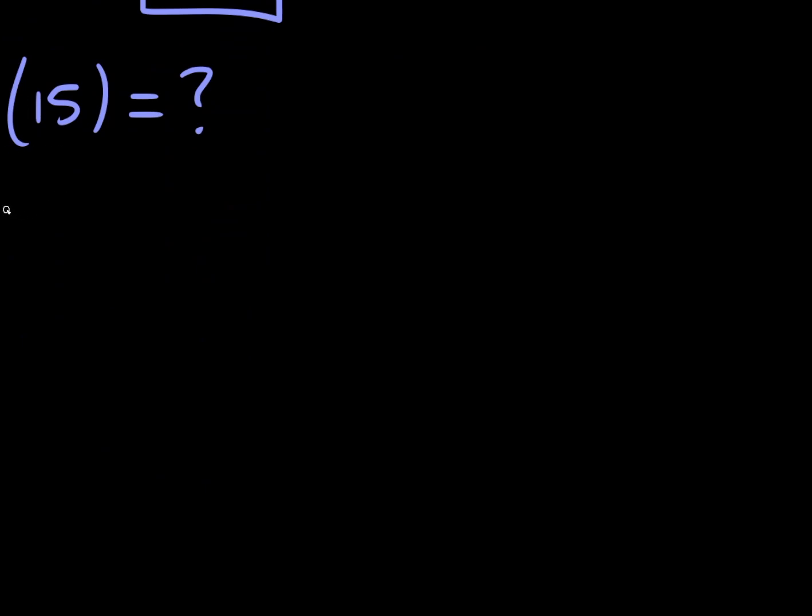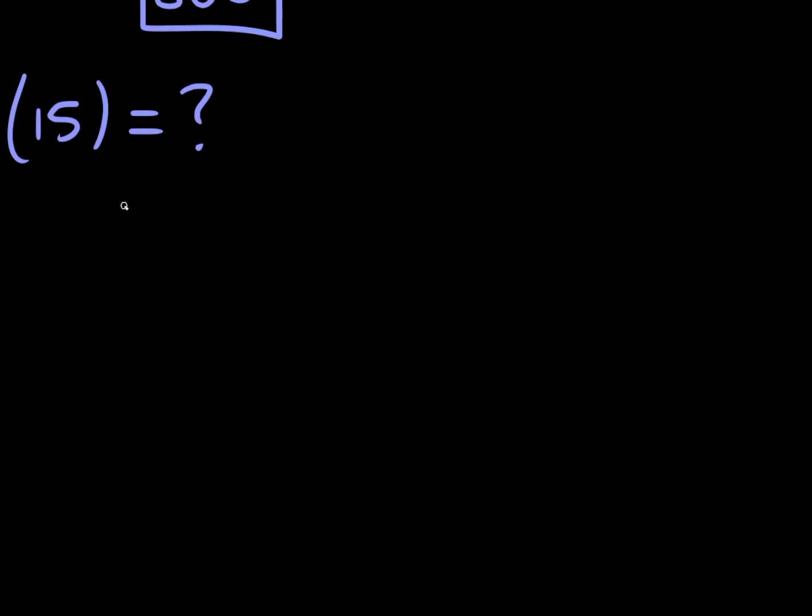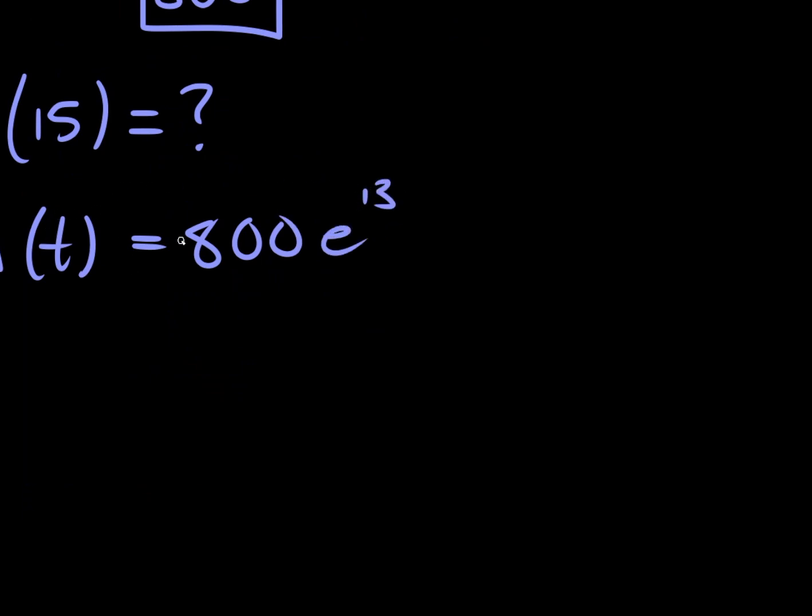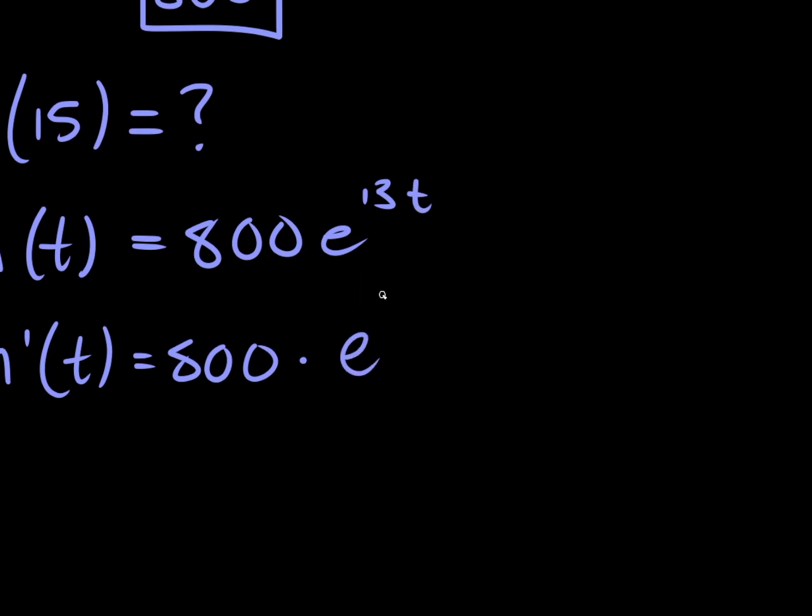So n prime of 15 is the next part of the question, because it asks to find the rate at which n is increasing when t is equivalent to 15. So what we're going to have to do is find the derivative first. So our function is 800 e to the 13t. So let's take the derivative. The derivative will be 800 times e to the 13t multiplied by the chain rule of this, which is just 13.